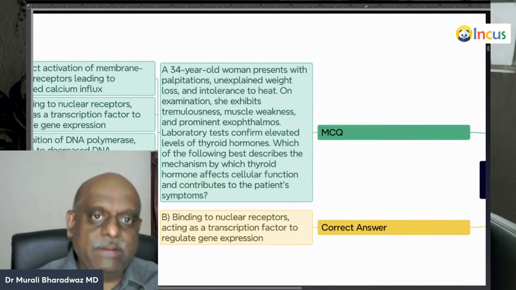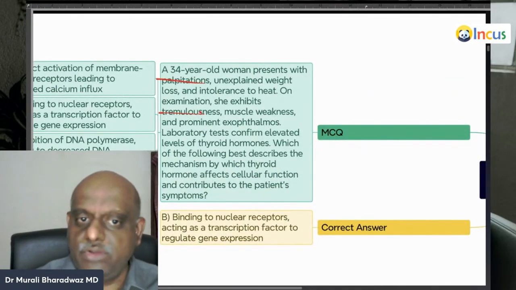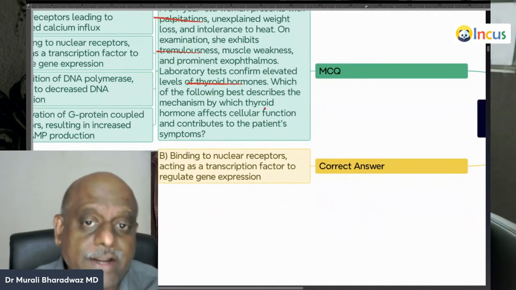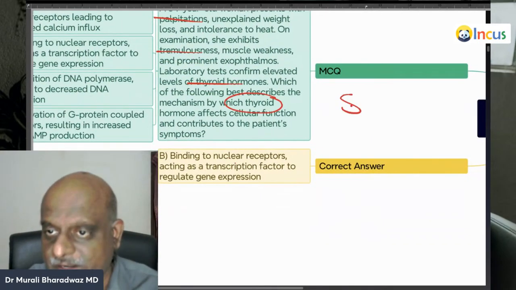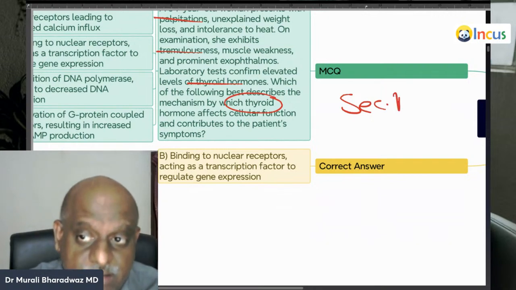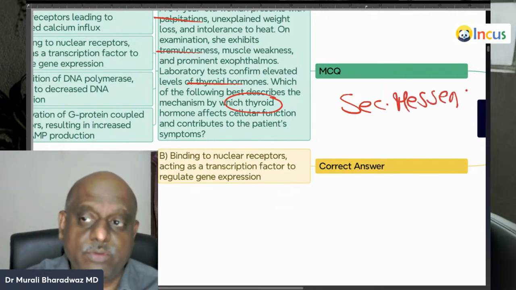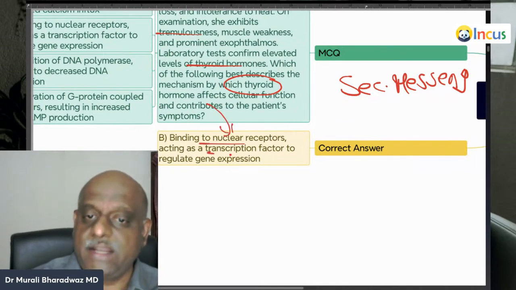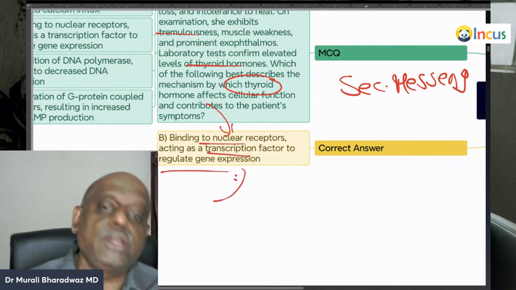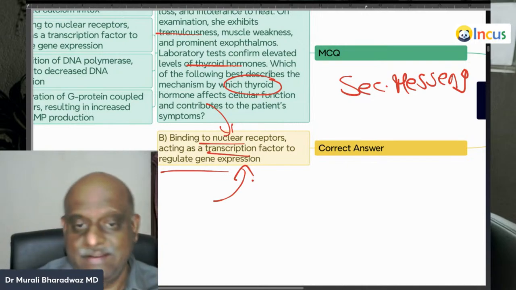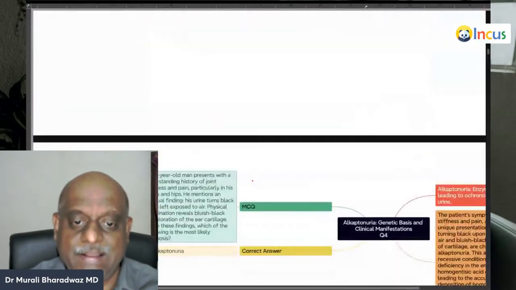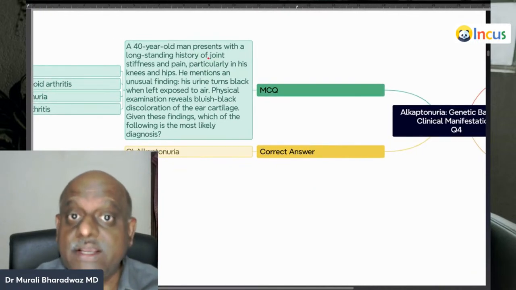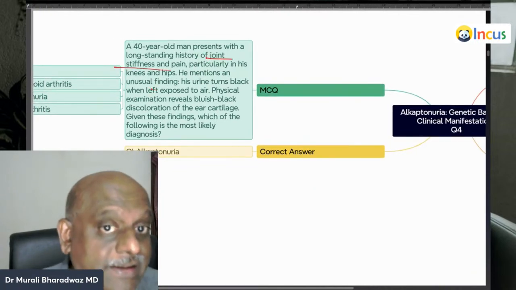A 34-year-old woman presents with palpitations and tremulousness, and thyroid hormones are elevated. How do thyroid hormones function? One of the favorite questions is secondary messengers, a favorite topic in tomorrow's NEET PG, doctor. It binds to the nuclear receptors, acting on the transcription factor to regulate gene expression, which is what you have to remember.